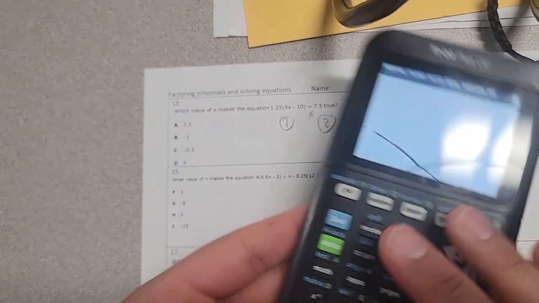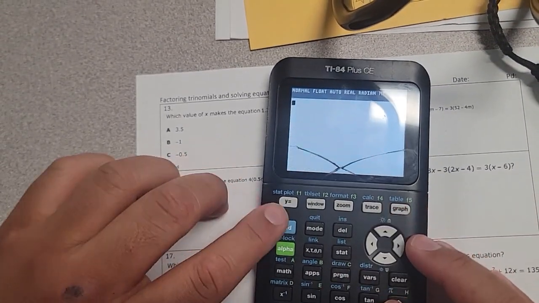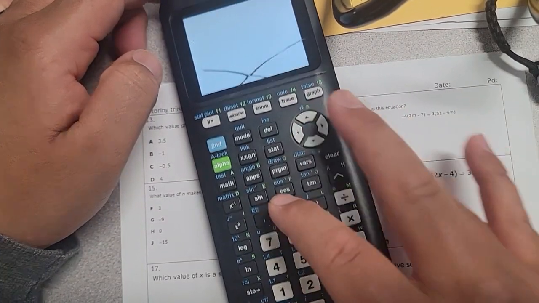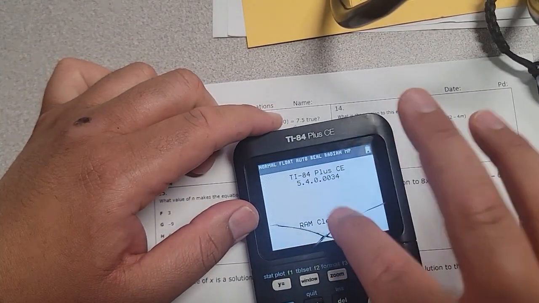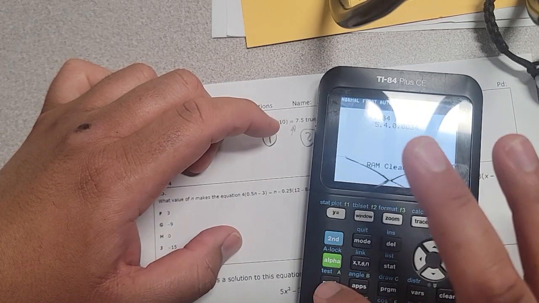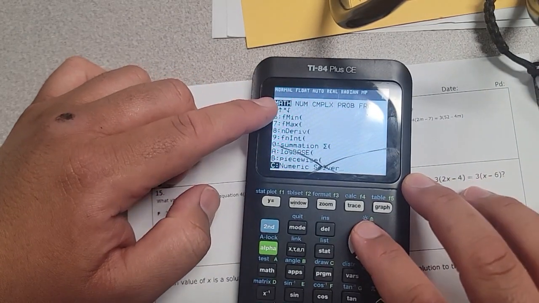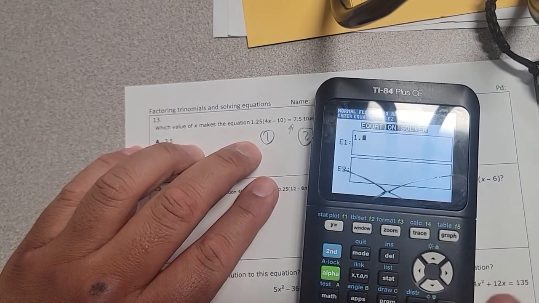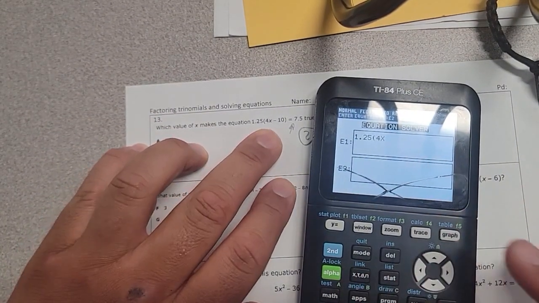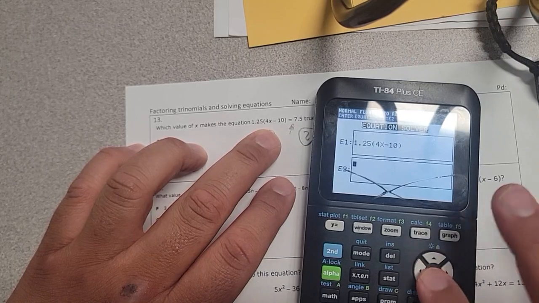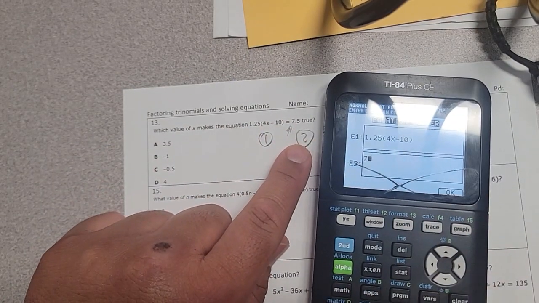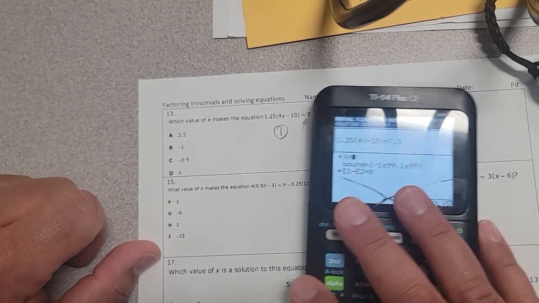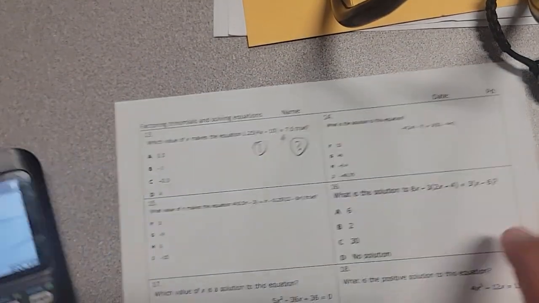First clear your calculator. Push second plus 712. Make sure it's cleared. I have a crack on this calculator, guys. Push math, scroll up right here. It says numeric solver. We're just going to type in 1.25 parentheses 4x minus 10, close parentheses, equal sign, jump down, 7.5. Graph. Your answer is 4. So yeah, these are numeric solver.